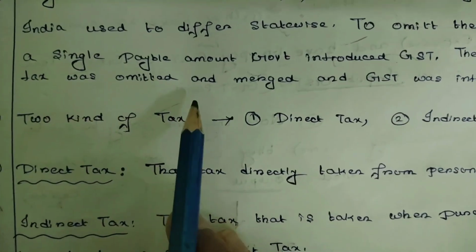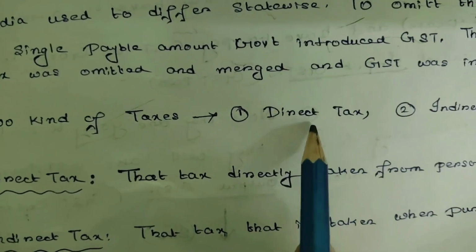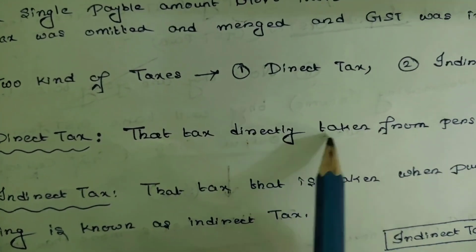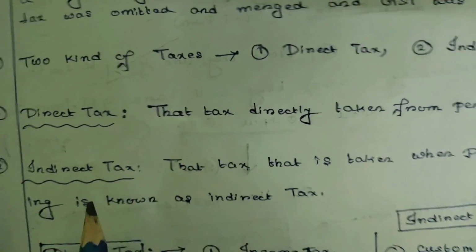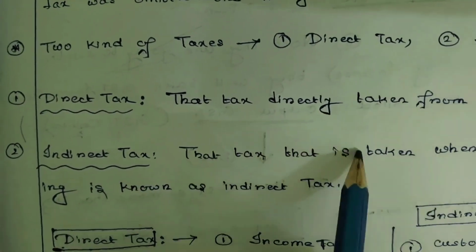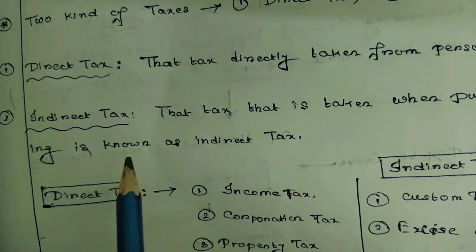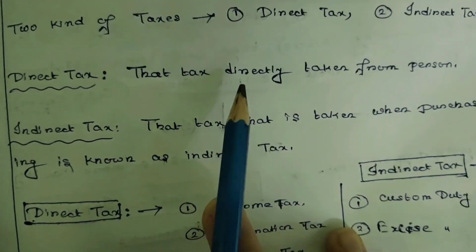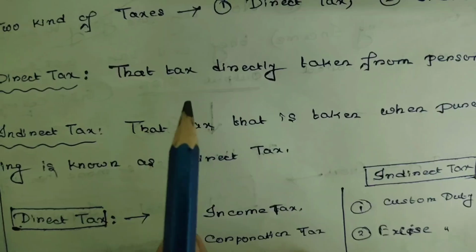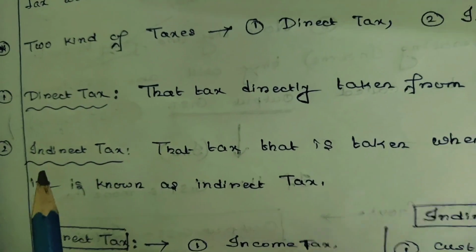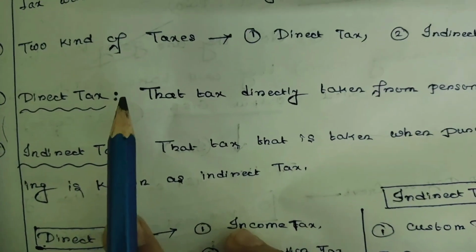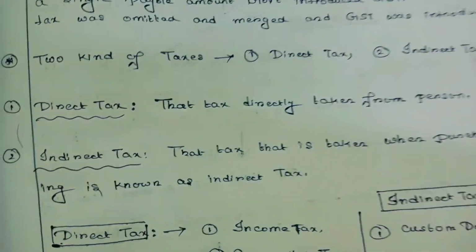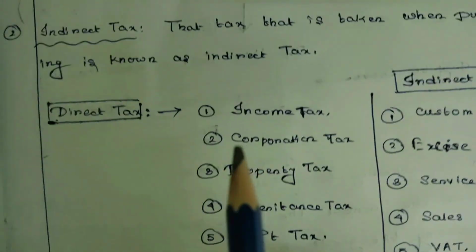Okay, two kinds of taxes, that is direct tax and indirect tax. What is direct tax? The tax directly taken from a person. And what is indirect tax? The tax that is taken on purchasing is known as indirect tax. When we purchase something as a service owner or business owner, from a farm or business point of view, that is indirect tax. And direct tax is taken directly from an individual person.